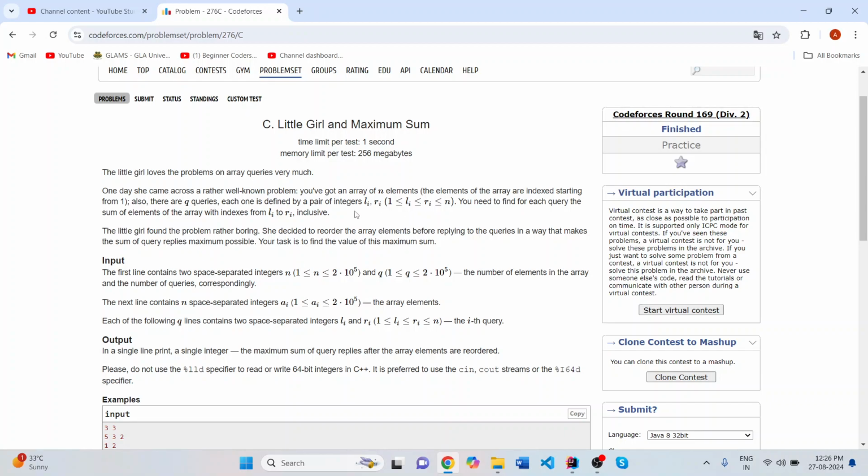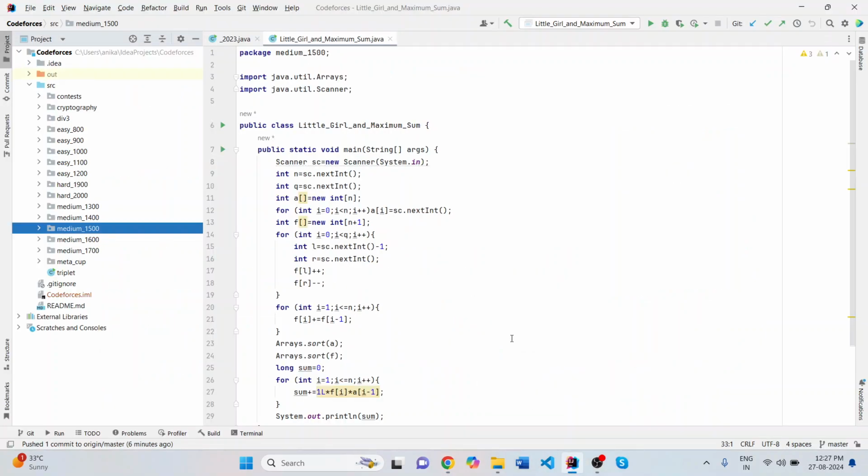So for L to R, one thing we can see is that at L, our index frequency increases, and after R that index frequency decreases. So we can keep an array. For L we can add 1, and for R plus 1 we subtract 1. And then if we do the cumulative sum of that array, we shall convert it into our frequency array for each index. This is the trick for these questions, and we shall use the same to solve it. Think about it. Moving to the solution.